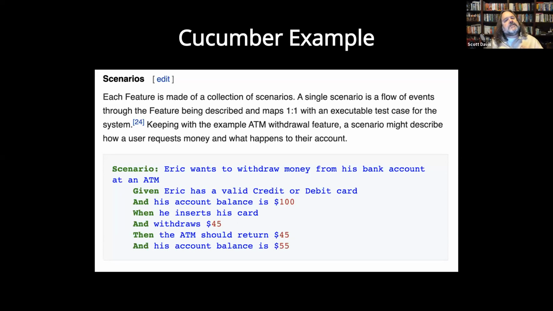But it's very much in the spirit of Cucumber, in that this is plain text that we're expressing these things in, and we can see that we're not asserting nulls and asserting array lengths and things along those lines. We are certainly expressing these tests in the language of the user. Eric wants to withdraw money from his bank account. Given he has a valid credit card, when he inserts his card, then the ATM should return his money.